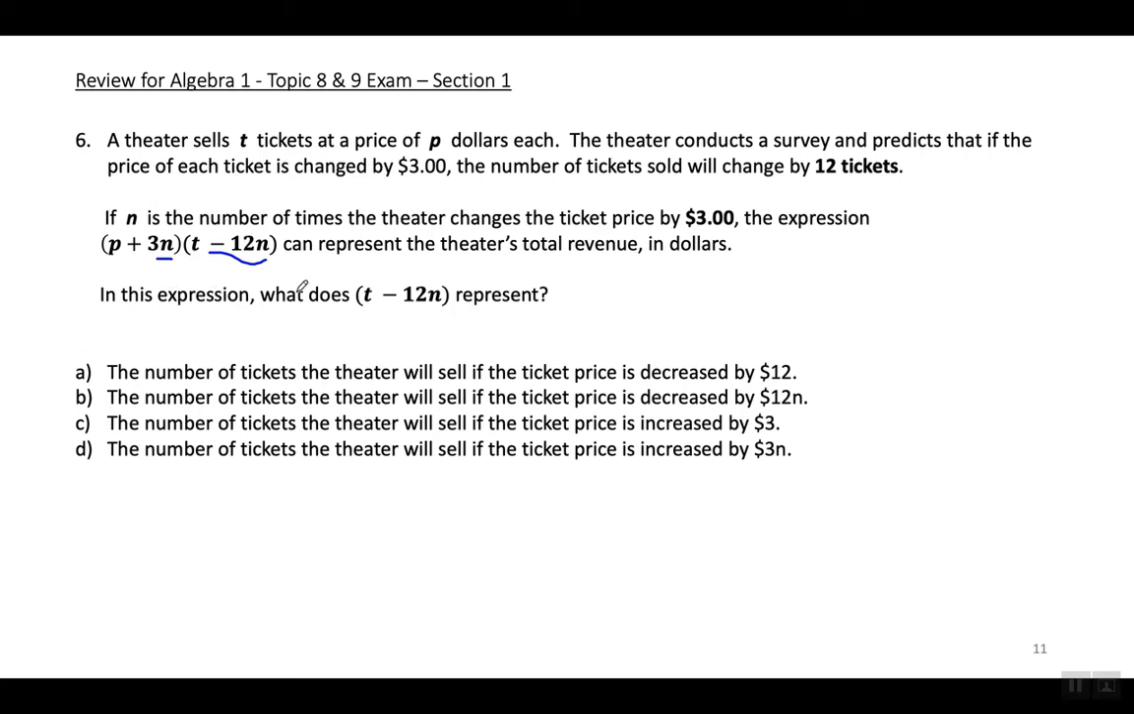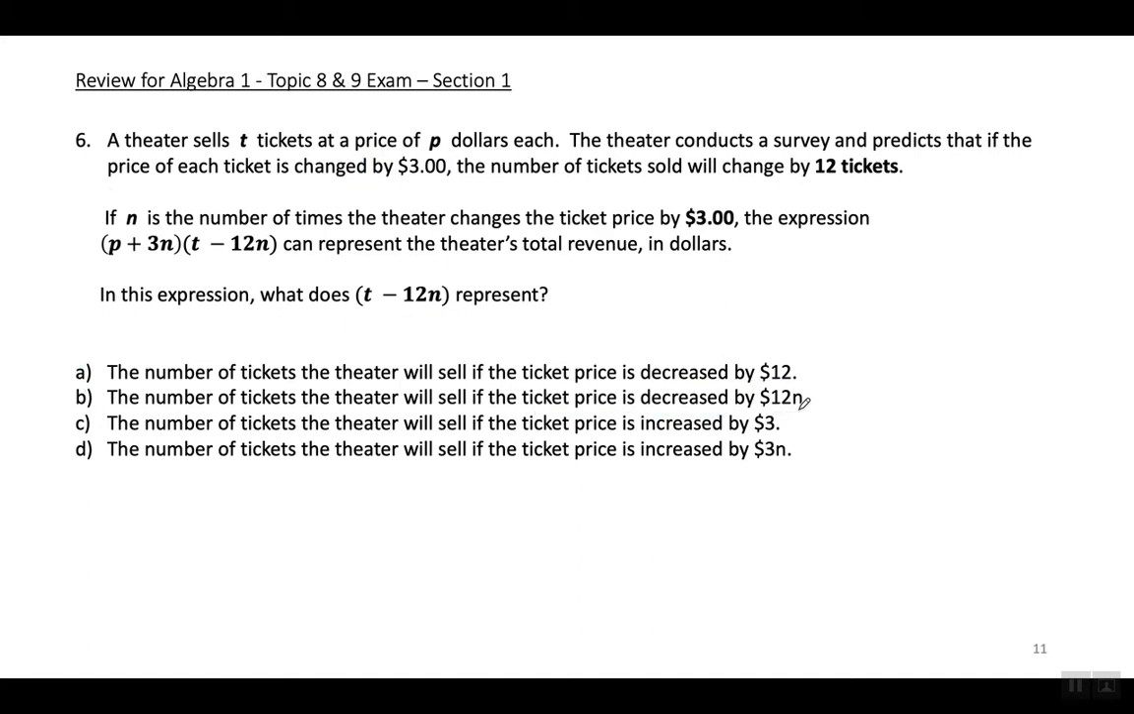All right. So it says here, in this expression, what does t minus 12n represent? Now read each answer carefully. It's not A, because A says the number of tickets the theater will sell if the ticket price is decreased by $12. No. First of all, is the ticket price being changed by $12? No, that's the number of tickets sold. The price of each ticket is changed by $3. It says it right there. So that automatically eliminates answers A and B, because they're talking about the ticket price changing by $12.